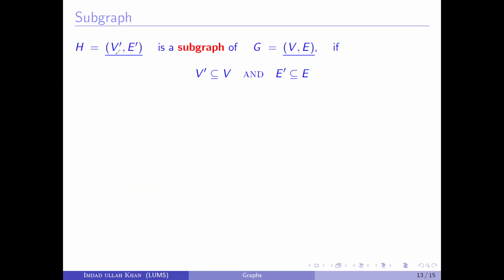Subgraph of a graph. If you look over here, a subgraph may not contain the original set of vertices. The set of vertices in the subgraph is a subset of the original set of vertices. The set of edges is also a subset of the original set of edges, which means we have a choice to drop some vertices and some edges. So there could be many subgraphs of a given graph.